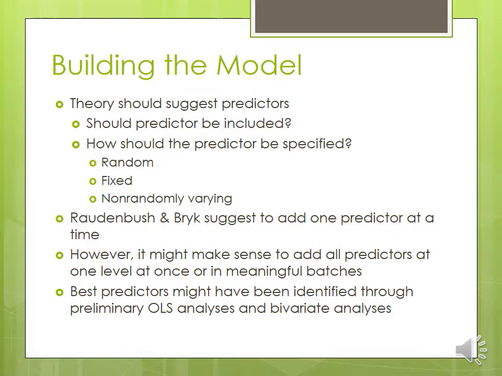However, it might make sense to add all predictors at one level at once or in meaningful batches. This is similar to using batches of variables in a regression, something we might call a block regression. It might actually make sense to add them individually, but then report them in those batches. That depends on how well your bivariates have gone. If they're very solid, then it's much easier to add things in batches. But if your bivariates are already a little problematic, I would want to go step by step.